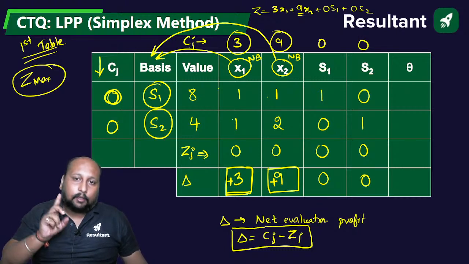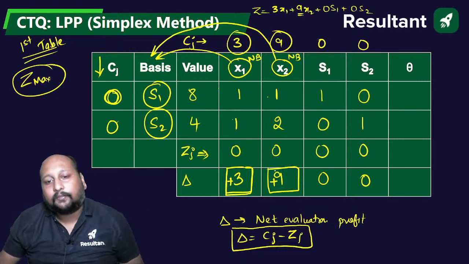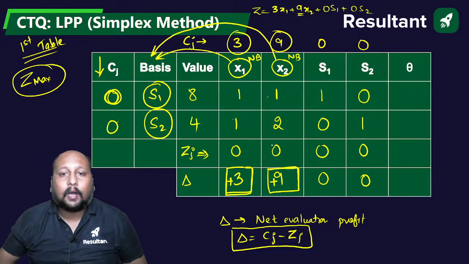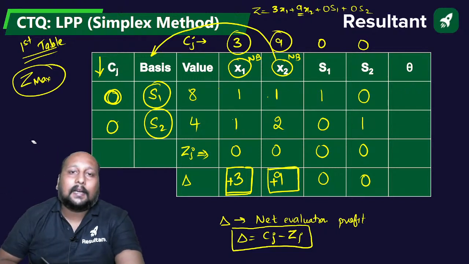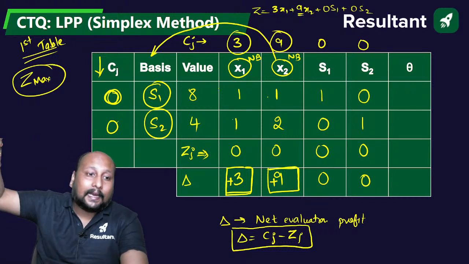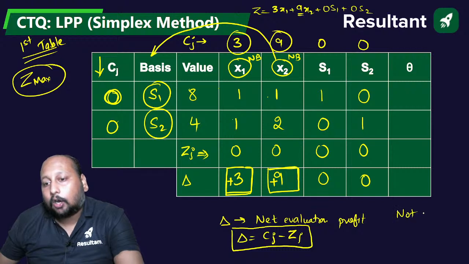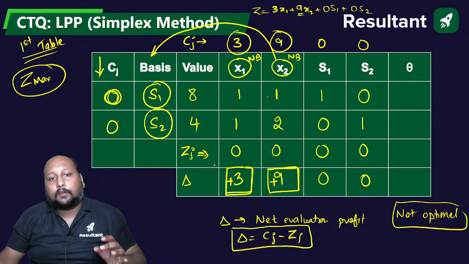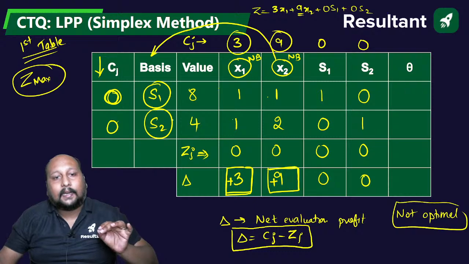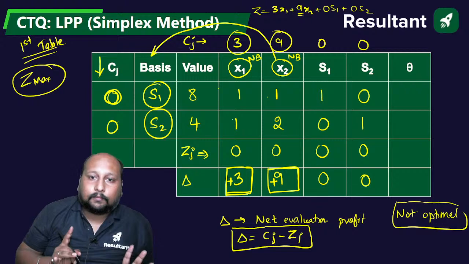ठीक है, fine. So tell me which one will be preferring, sir? Obviously x2 will be increasing the objective function by 9 times. So I will be using x2 as the basic variable in the next iteration. That simply means this above solution is not optimal. Why? क्योंकि if I take x1 equal to 0, x2 equal to 0, s1 equal to 8 and s2 equal to 4, I won't be getting the maximum value.